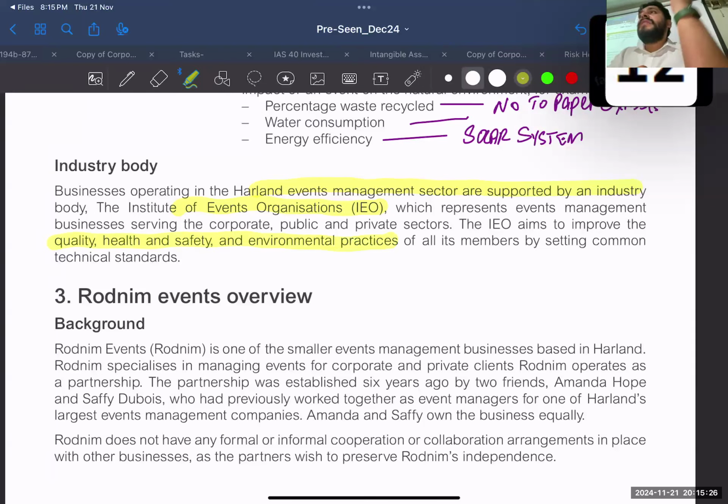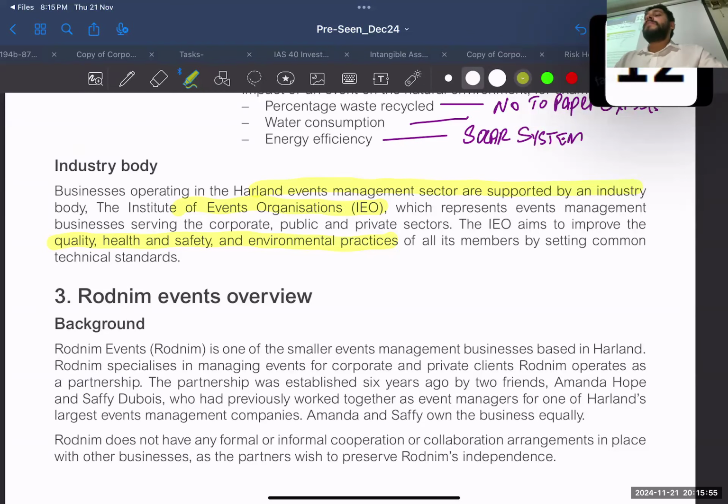They are constantly telling us the three areas that can make a company successful. These three areas are equally important. They are very important in order to identify how the company is going to work, and then all of its members by setting common technical standards. So they are going to set some common technical standards in regard to quality standards, health and safety standards, and environmental practices.